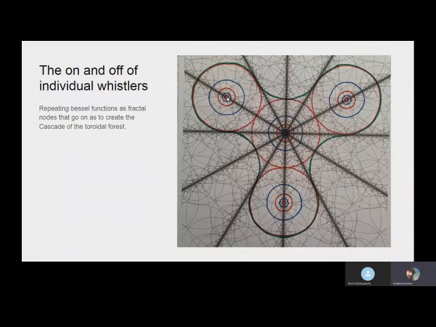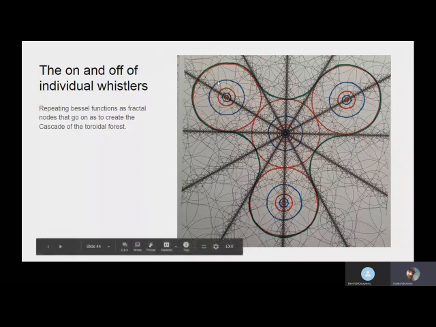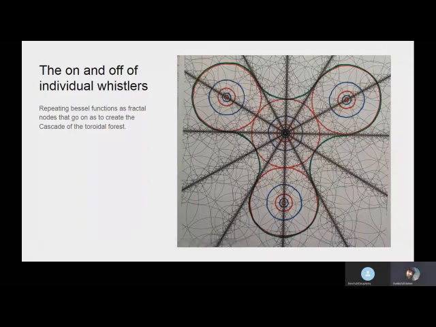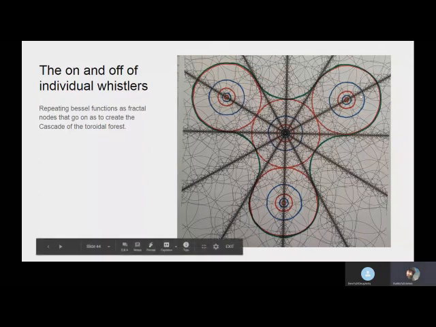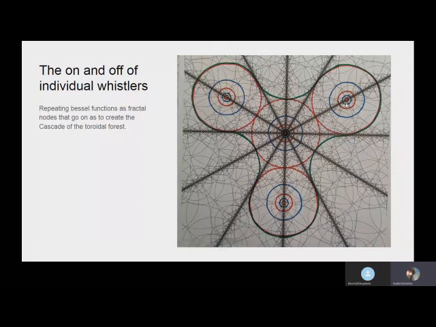There's the dampening well that I was talking about, repeating Bessel functions. The fractal node goes on and on to create the cascading toroidal forest that comes out from it. So this is all the first gate. This is 0. So this is null. This is stillness, centrality. These are the axial alignments that pull off the pressure into these lobed configurations, as we saw inside the Helicon Physics that we went through.